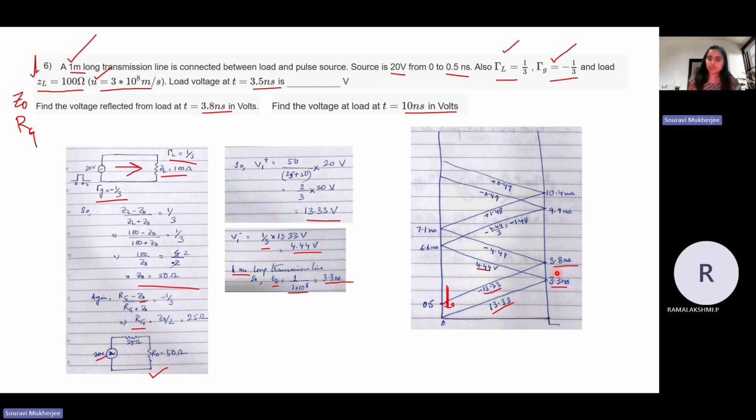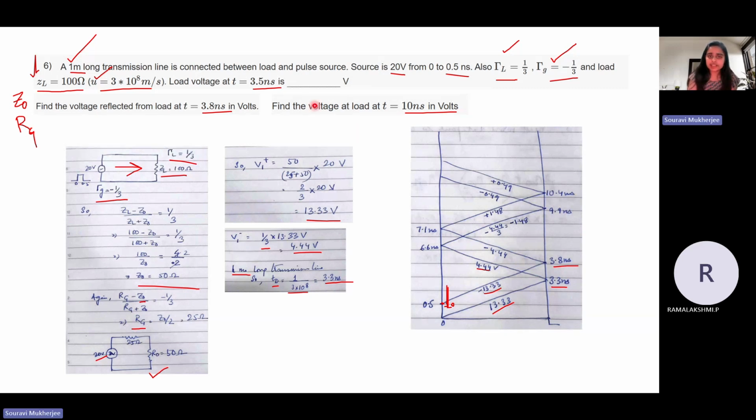If you are asked what is the load voltage, you have to look at all the positive and negative pulses reaching the load at that time, and then find the net voltage, the net pulse height. That's for this kind of question. If you are asked what is the voltage reflected from the load, see what voltage is reaching that point, and then multiply by the reflection coefficient accordingly. So here it would be minus 4.44.